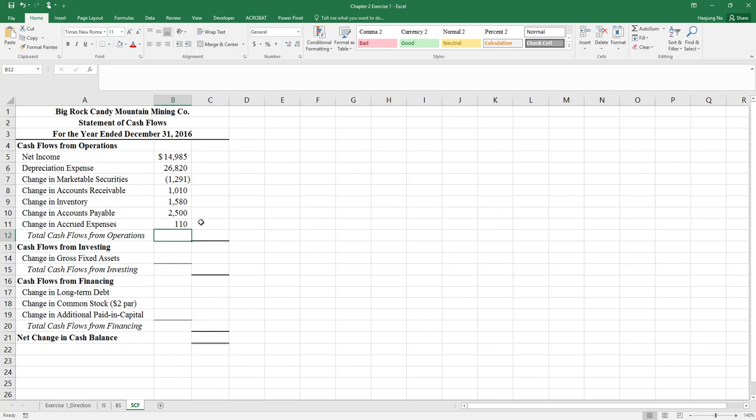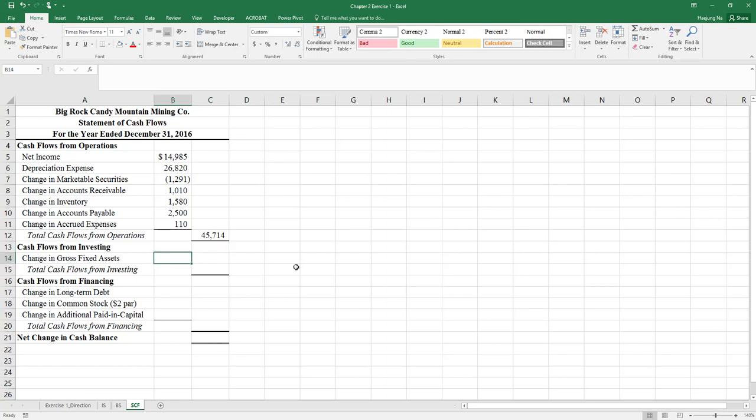So you have calculated all items under the category of cash flow from operations. You sum them all. And there you go. This will be the total cash flows from operations. So why don't we go to the cash flows from investing area.